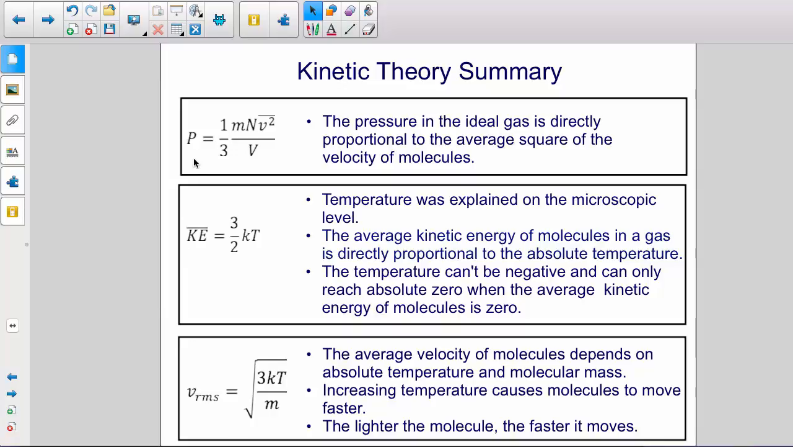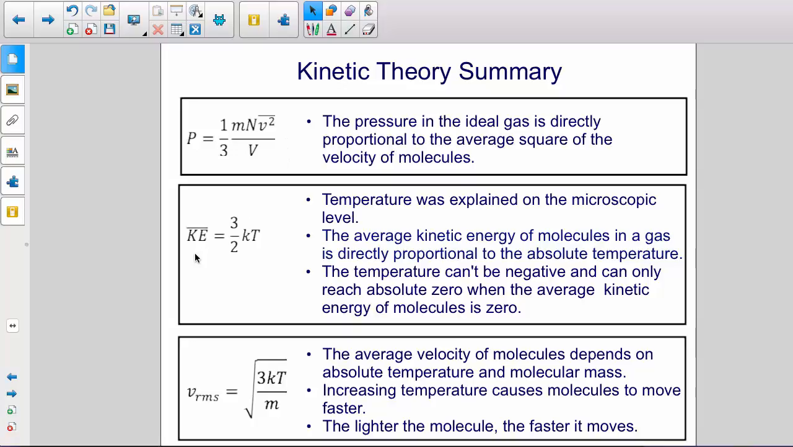The first is that pressure equals 1/3 mN v squared average divided by volume. That is, the pressure is equal to 1/3 times the mass of a single particle of the gas times the number of particles in the gas times the average square velocity of the molecules divided by the volume that the gas occupies. It tells us that the pressure in an ideal gas is directly proportional to the average square of the velocity of the molecules.